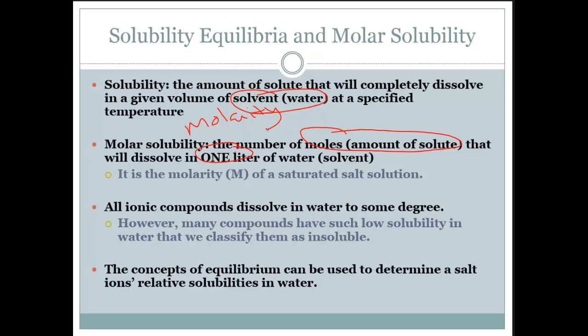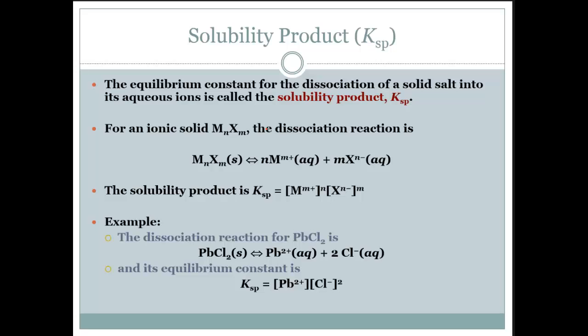All ionic compounds dissolve in water to some degree. However, many compounds have such a low solubility in water that we classify them as insoluble. The concept of equilibrium can be used to determine the salt ions' relative solubilities in water. The equilibrium constant for the dissociation of a solid salt into the aqueous ions is called the solubility product.